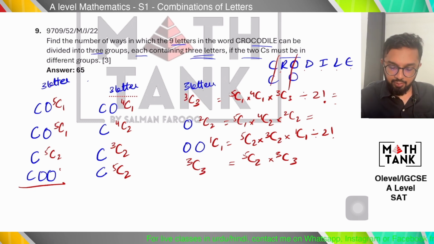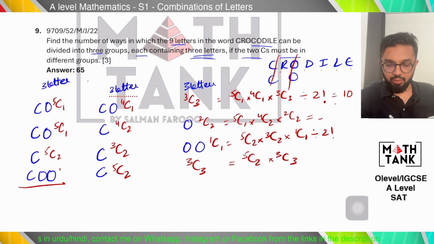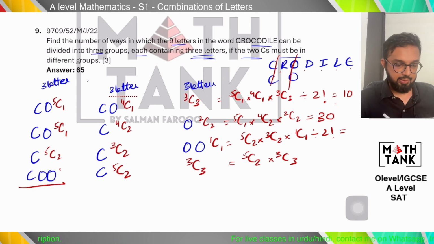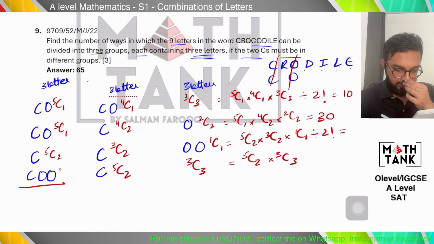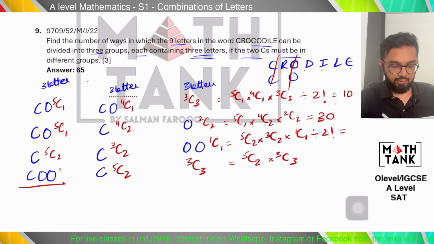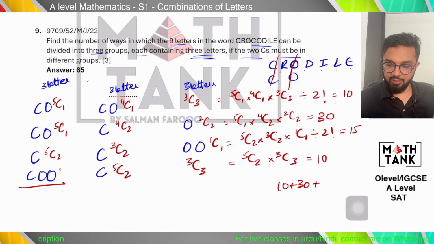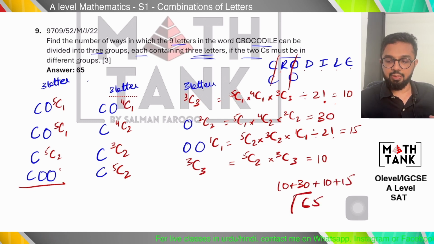Okay, what's 5 into 4? 20. 20 divided by 2 is 10. Okay, 5 into 6 is 30 here. 5 into 3. No, that's not 5 into 3. 5C2 into 3 divided by 2. So that gives me 15 here. So 10 plus 30 plus 10 plus 15 gives me a total of 65.